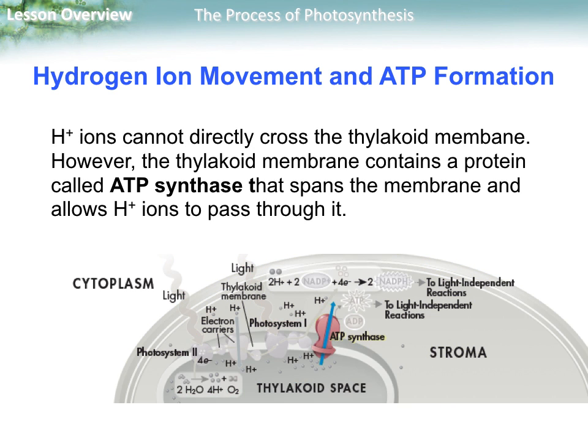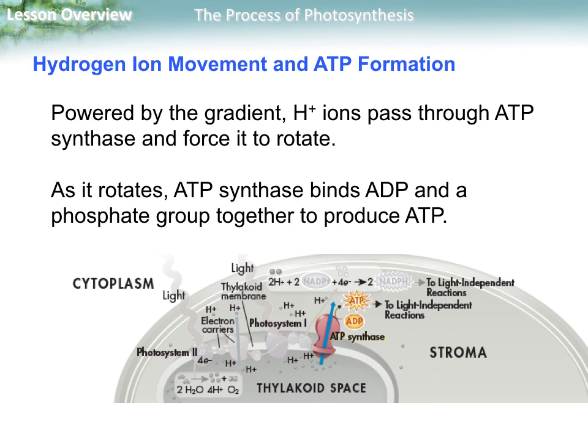Hydrogen ions cannot directly cross the thylakoid membrane. However, the thylakoid membrane contains another protein, called ATP synthase, that spans the membrane and allows hydrogen ions to pass through it. ATP synthase, remember we talked about the fact that the -ase ending means that it's an enzyme. Powered by the gradient, hydrogen ions pass through ATP synthase and force it to rotate. As it rotates, ATP synthase binds ADP and a phosphate group together, and then you get ATP.